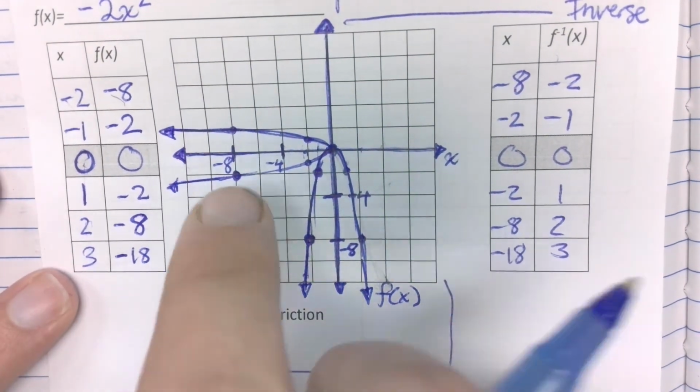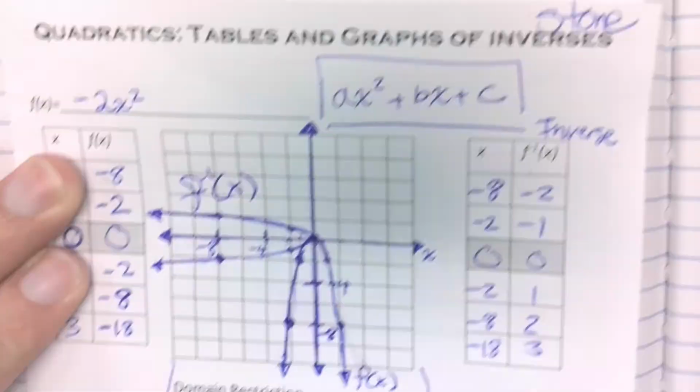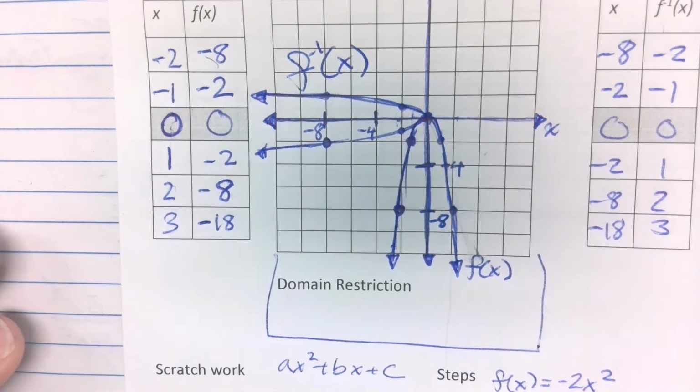And I'm just going to label this one. Sorry, it's hitting the camera when I try to write. The pen is literally hitting the camera. Inverse f of x.